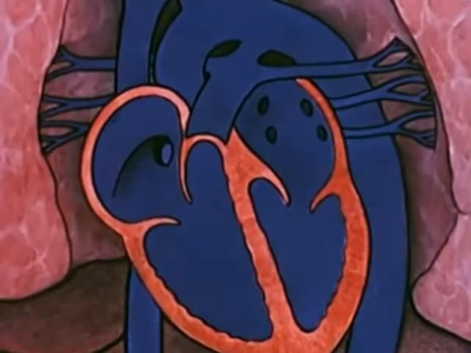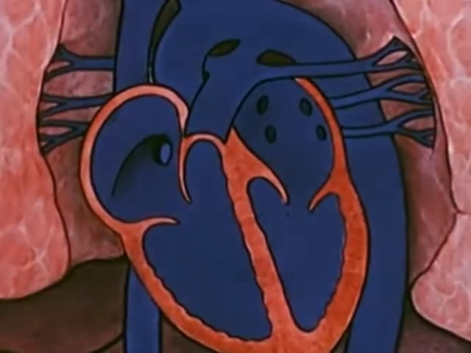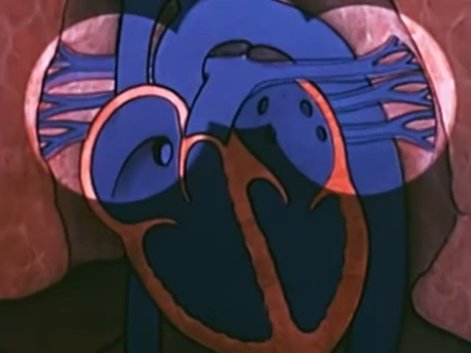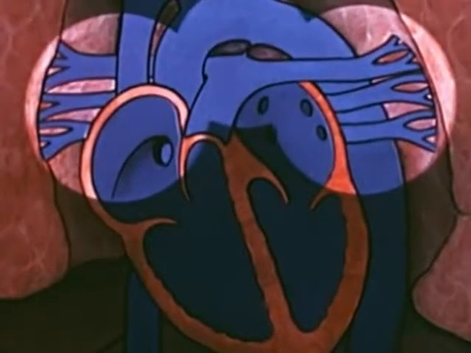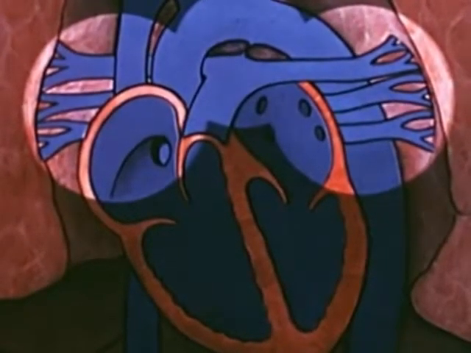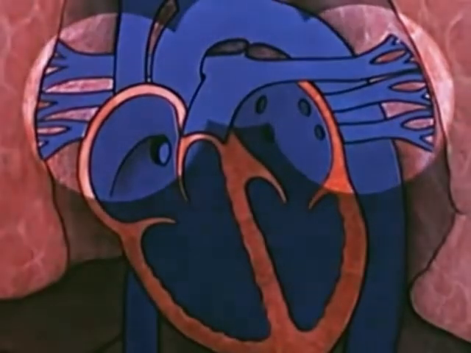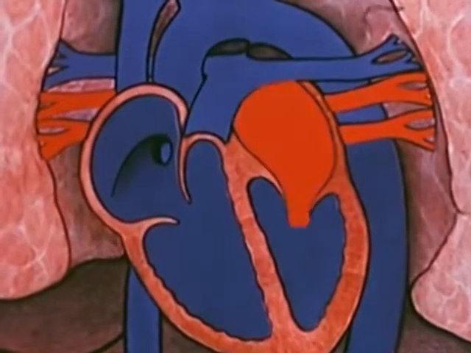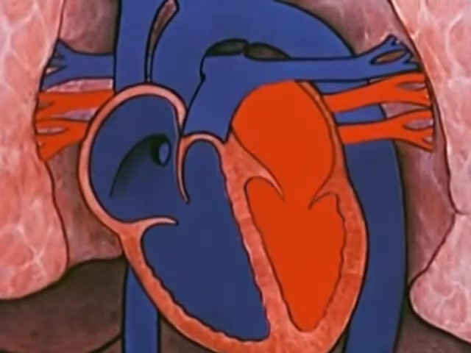As the lungs become inflated, the resistance to pulmonary blood flow is markedly reduced. Constriction of the ductus arteriosus diverts the entire right ventricular output into the pulmonary circulation. Oxygenated blood returning from the lungs is distributed through the systemic circulation.